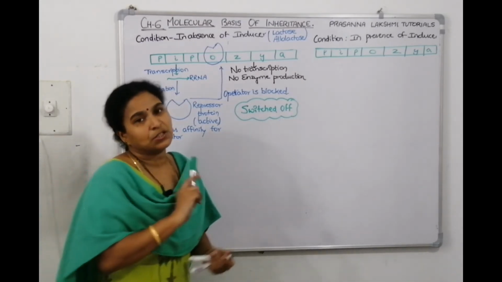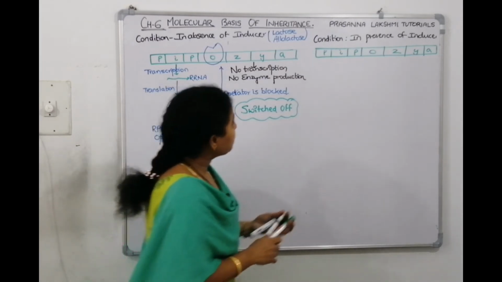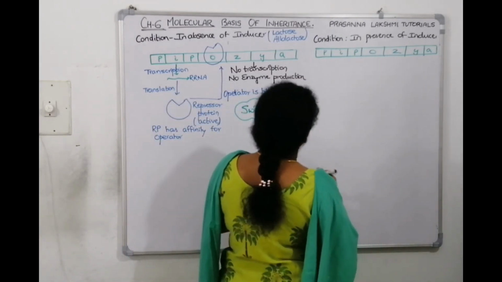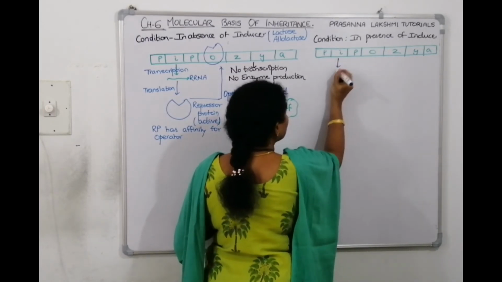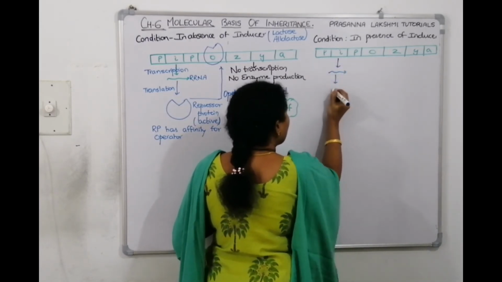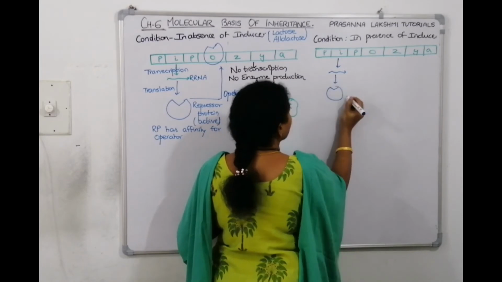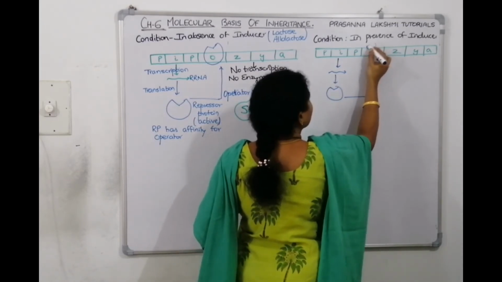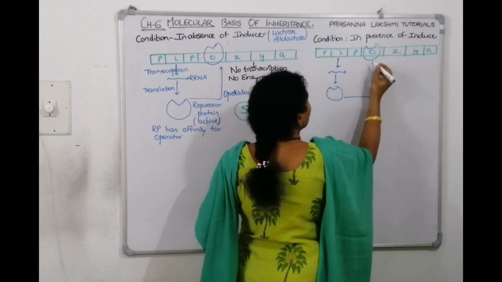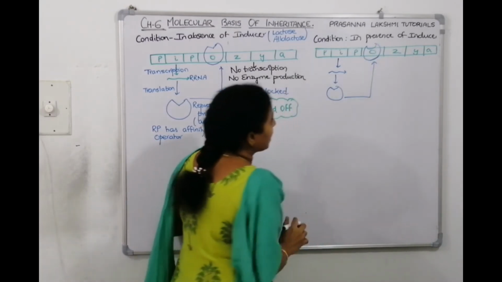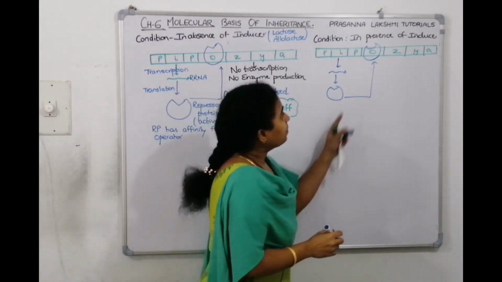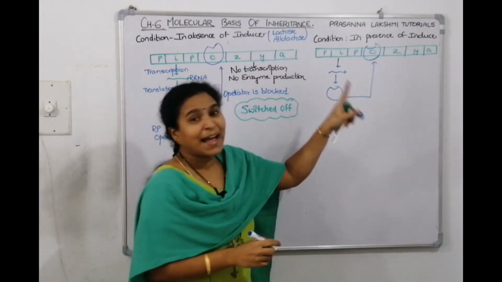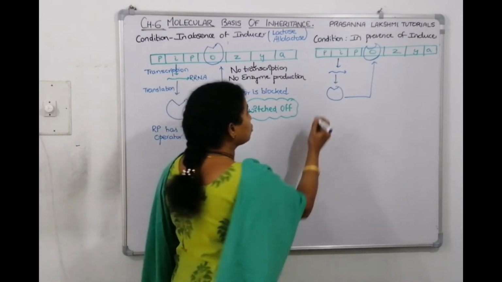What happens in presence of inducer? The first step is the same: the I gene makes an RNA and the RNA makes a repressor protein. Repressor protein goes and binds to the operator, right? Till here it is the same. Now next, if inducer is there, who is inducer? Lactose or allolactose. If lactose is there, what will lactose do?